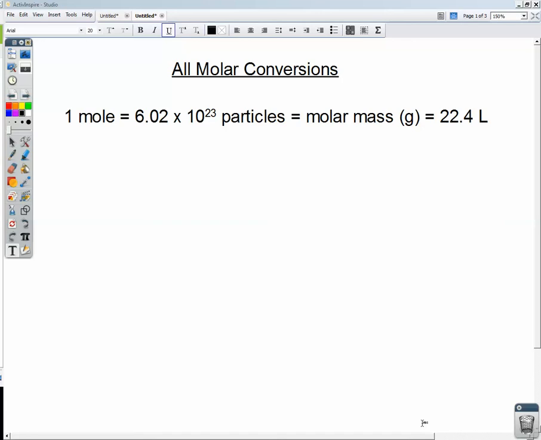Welcome. In this lecture, we're going to talk about all molar conversions. We're going to take all three of those different kinds of conversions that we've done, and we're going to put them all together. And this is really what you need to be able to do with this.